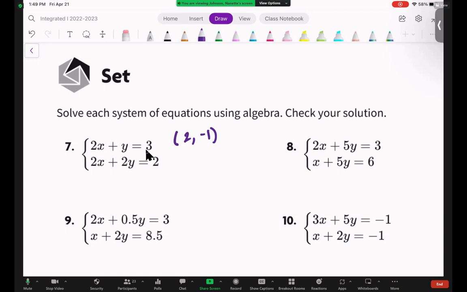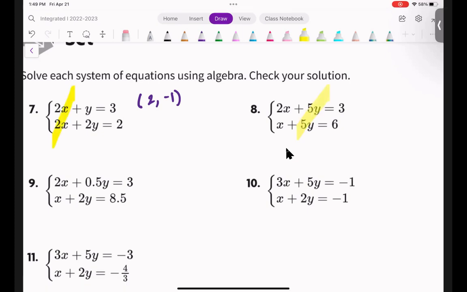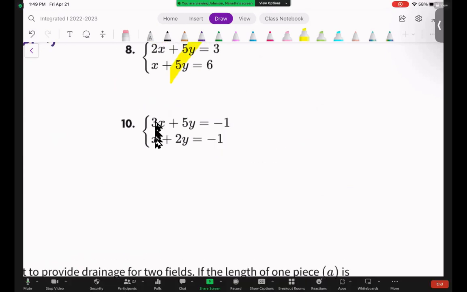All right, so we're going to do number 10 and I'm going to compare it to number 7 and 8. So in number 10, you all said that you have to do more work. And the reason why you have to do more work is because you can't eliminate something right off. Here, we can eliminate. Here, there's no eliminating because I don't got samesies. 3x and x, ugh. 5y and 2y, ugh. I wanted them to be the samesies.